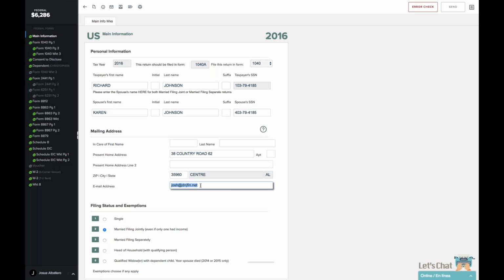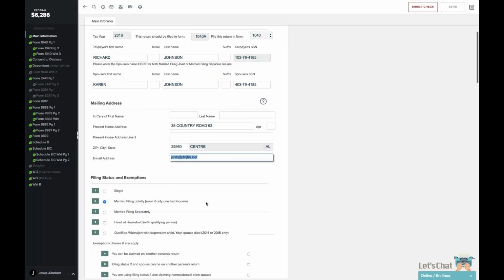Have them send you all the documents. They can send them to you via email, via text message, however they feel comfortable. Have them send you all the documents, and you're gonna have to create the return. You're gonna have to email the return to them. So for that, you need the email, right? You're gonna need the email.